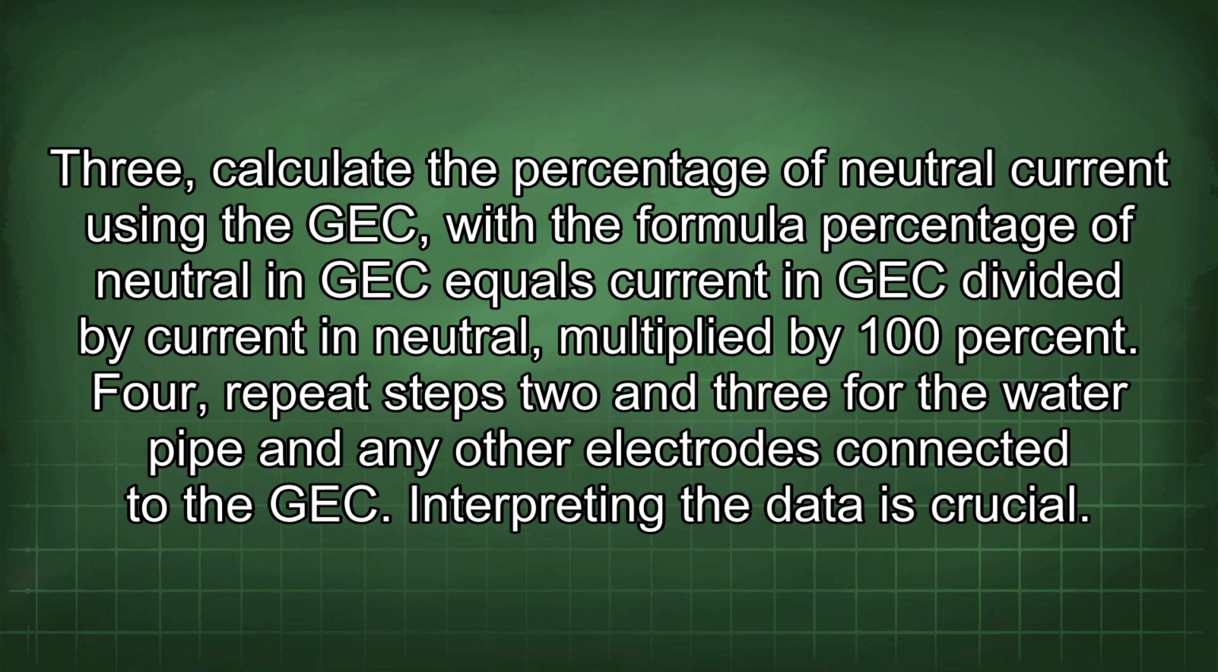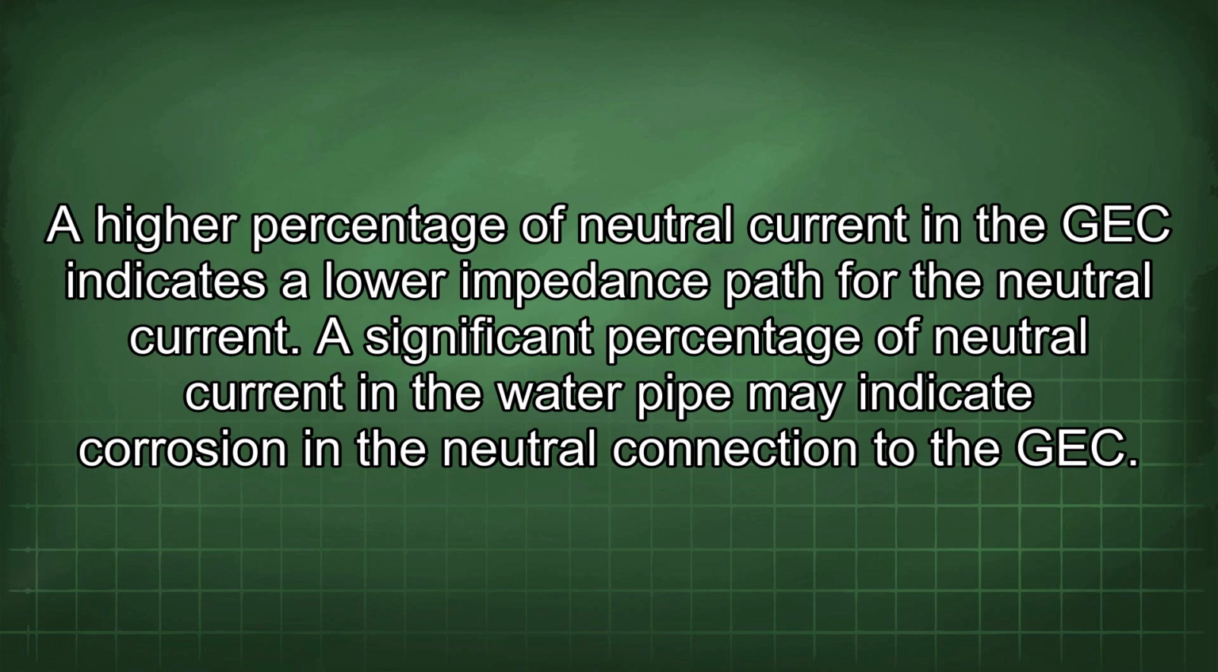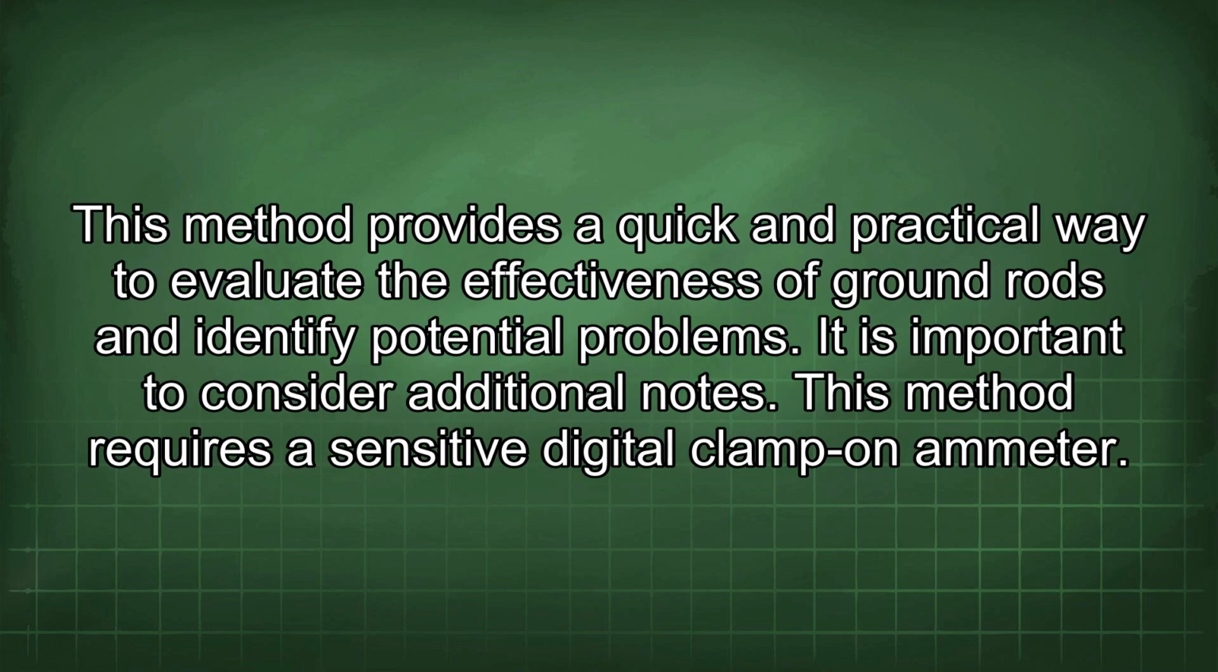Interpreting the data is crucial. A higher percentage of neutral current in the GEC indicates a lower impedance path for the neutral current. A significant percentage of neutral current in the water pipe may indicate corrosion in the neutral connection to the GEC. This method provides a quick and practical way to evaluate the effectiveness of ground rods and identify potential problems.